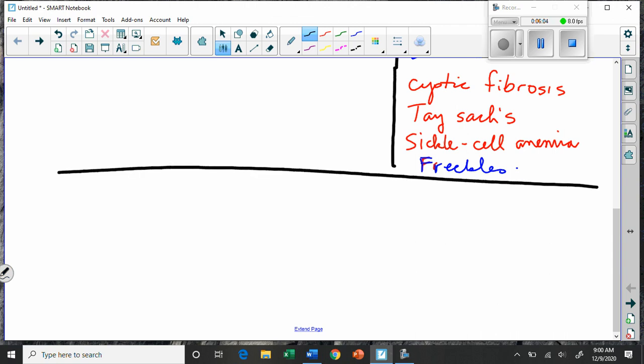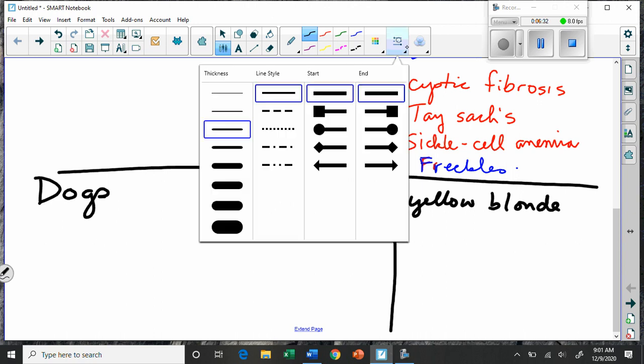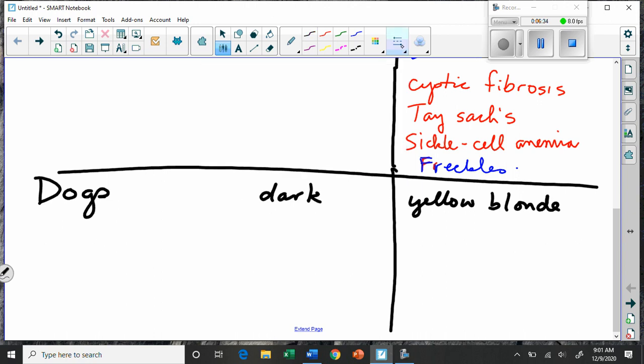So for instance, I was just looking up a few examples. If you're talking about dogs, again, we'll continue with the dominant recessive here. In dogs, dark fur is usually dominant over more yellow or blondish fur. So if you think about certain dog breeds, like Irish setters and things that sometimes come in that nice blonde, or labs even, the blonde colored labs, that's a recessive trait.